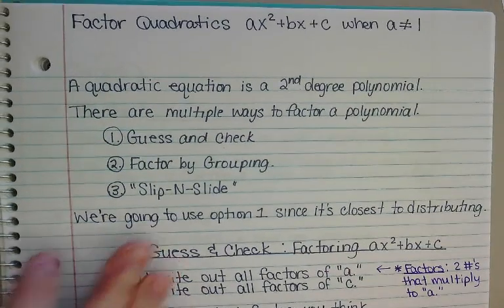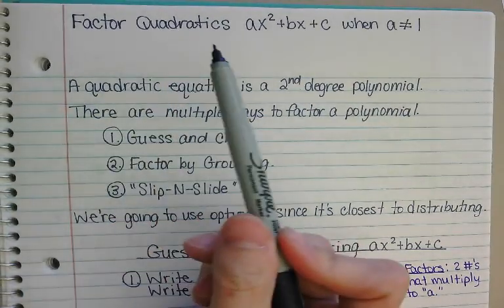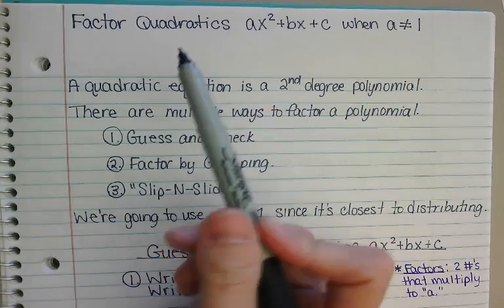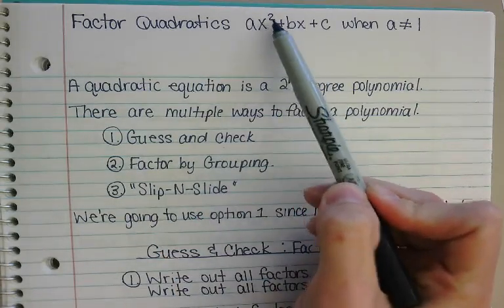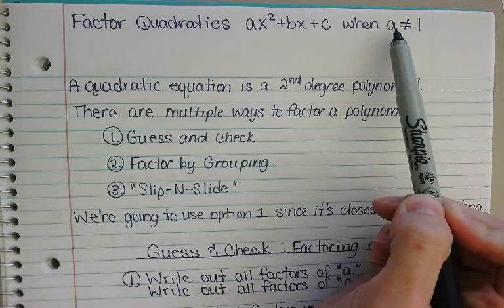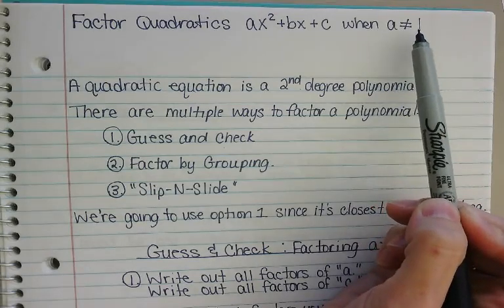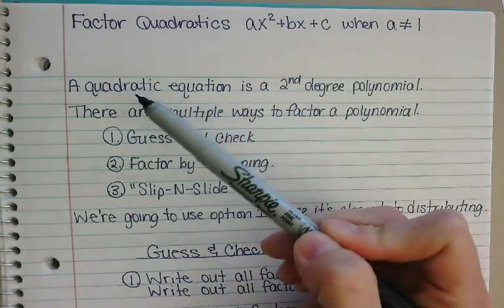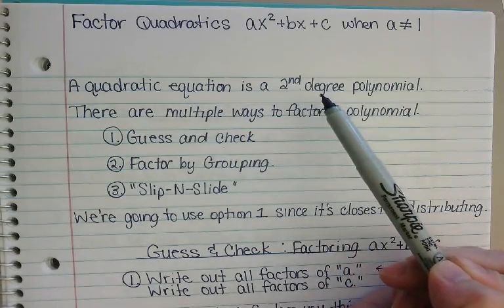Okay, in today's lesson, we're going to be looking at factoring our quadratics that aren't special patterns. So ax squared plus bx plus c, and we're going to focus primarily on when the a is not 1. Just as a review, a quadratic equation is anything with a second degree.